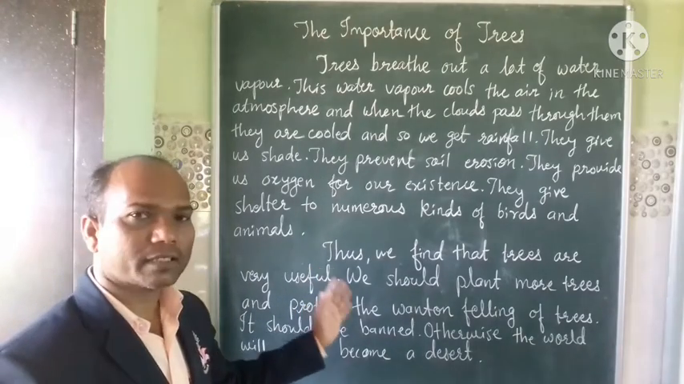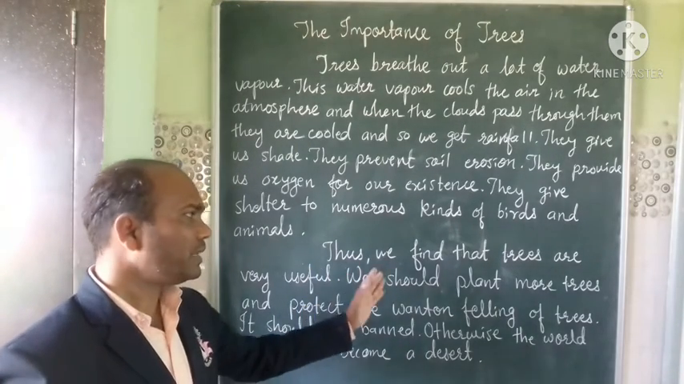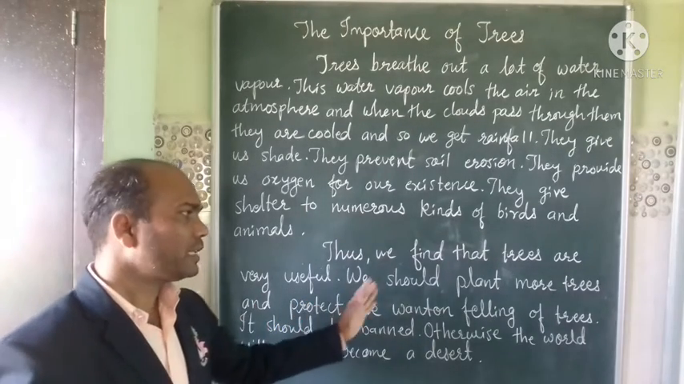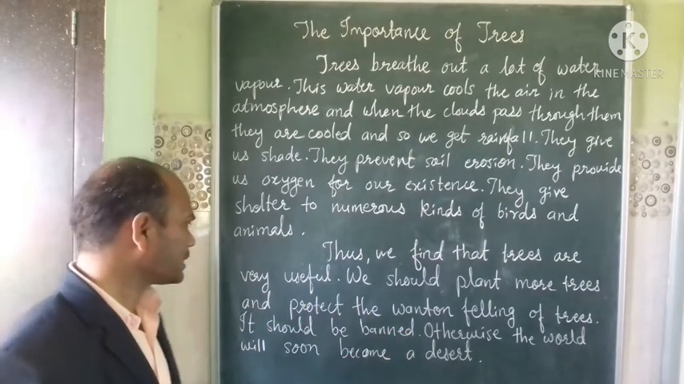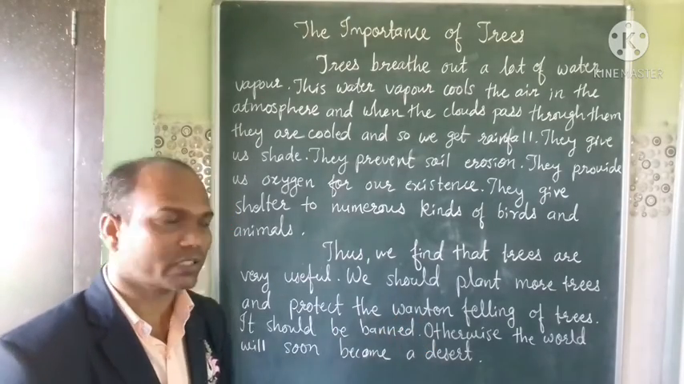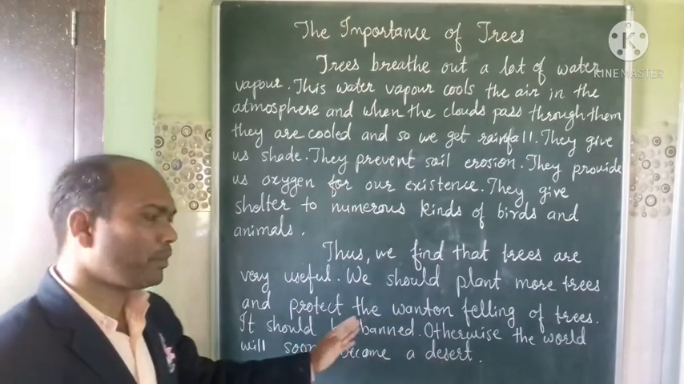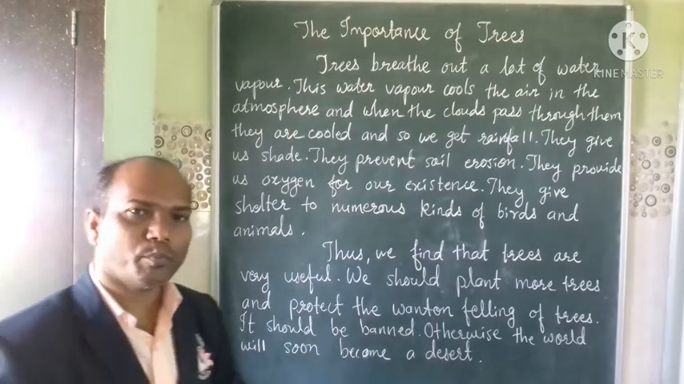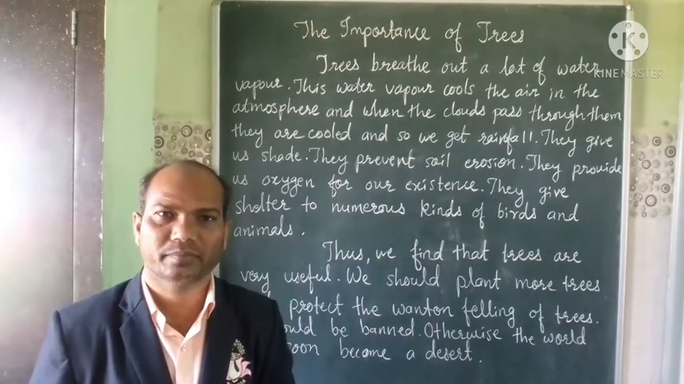Thus, this is the last paragraph. Thus, we find that trees are very useful. We should plant more trees and protect against the wanton felling of trees. It should be banned. Otherwise, the world will soon become a desert.